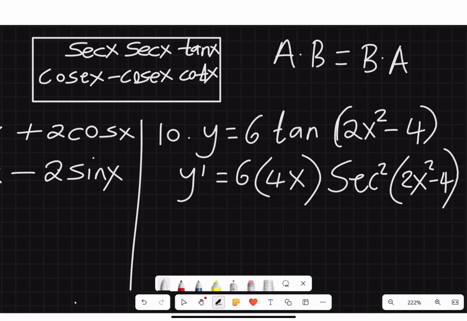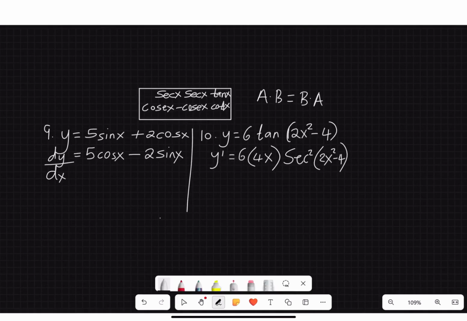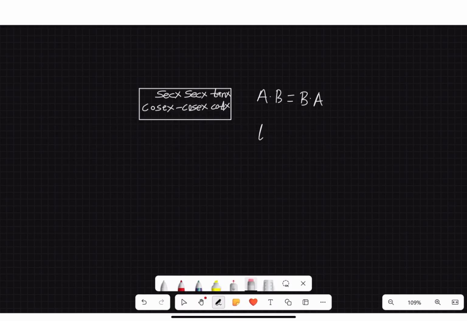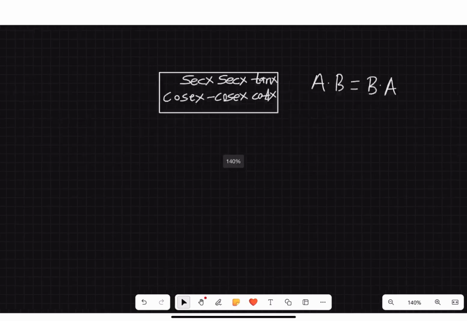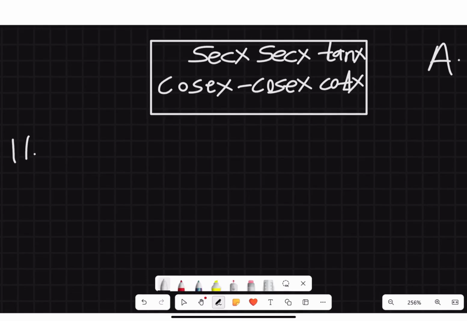All right, let's move on, ladies and gentlemen. So we're going to number 11 now. Let me just delete this part. We're going to take this part out. So now we have 11. So let's check 11. 11, we are going to have cos of 5x equals y, right?